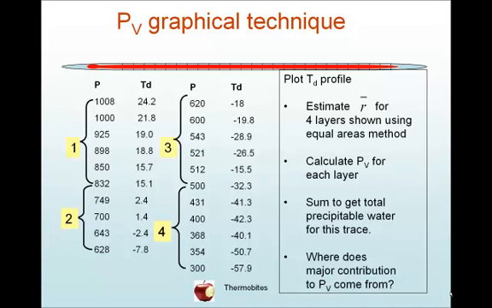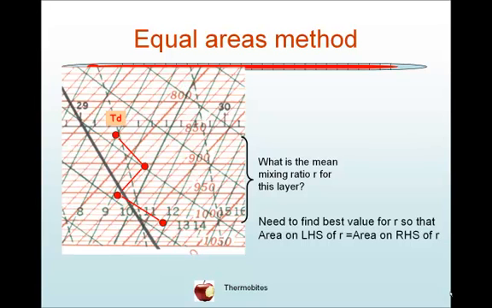How did you go? You should have a dew point profile now. Here's a sample dew point profile with 4 values of dew point temperature and 3 connecting lines. How do we calculate the mean mixing ratio for this layer? What we're going to do is choose a best value of R such that the area between that line, that isopleth of mixing ratio, and the dew point profile on the left hand side is equal to that on the right hand side. So what does that look like?